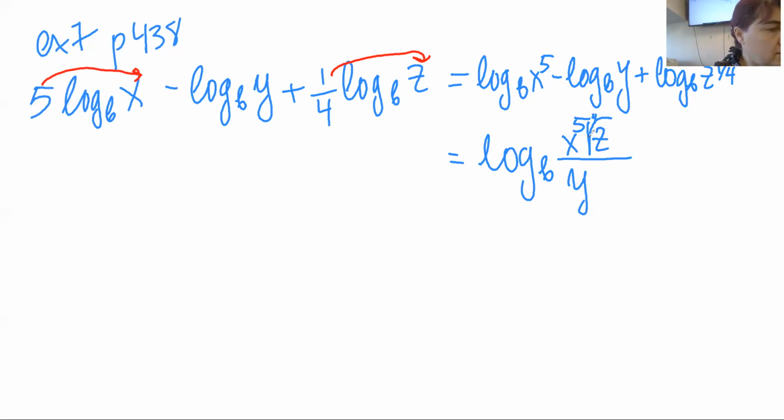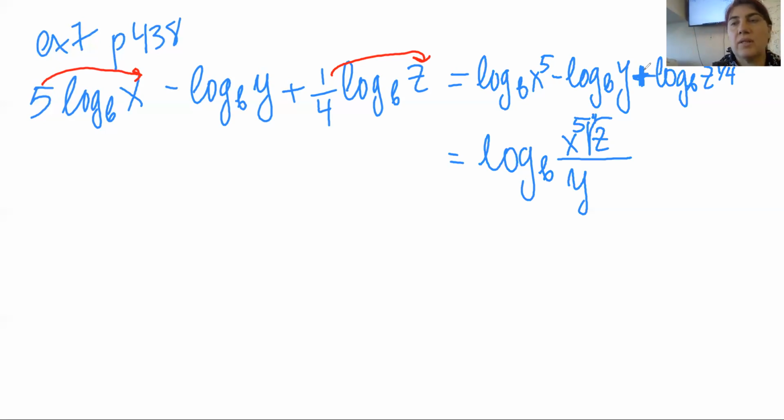Timothy, did you get this? Yep. Okay, Elizabeth has a question. Why do we put the z to the fourth on the top and not at the bottom of the y? Because it's a plus right here, and when it's positive, it stays on top.